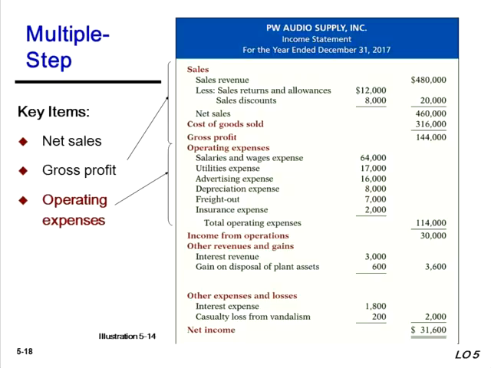This represents the pure profits of an organization. So what that is saying is that in this company, PW Audio Supply, whatever their business is, whatever they do, they make $30,000 doing it for the year ended December 31st, 2017. Now, from an analytical point of view, what the finance and accounting people would want to do is a year-to-year comparison on the income from operations, among other things, to see how efficiently they're running their business. We also have other non-operating revenues and gains and non-operating expenses and losses.